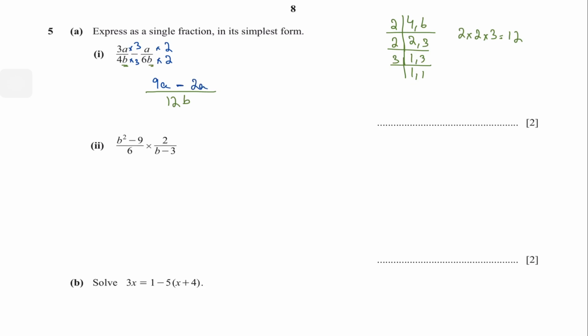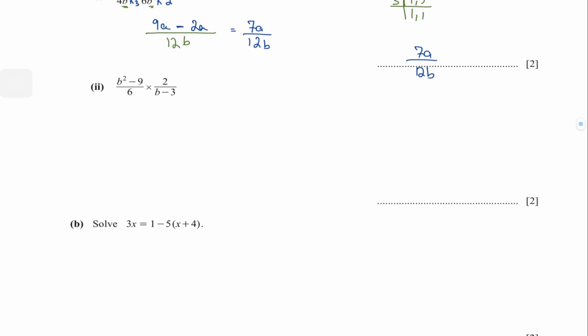And then we have a minus in between. So 9a minus 2a is going to be 7a upon 12b. So there you go. That's the answer, 7a upon 12b. Okay, now we have part 2.